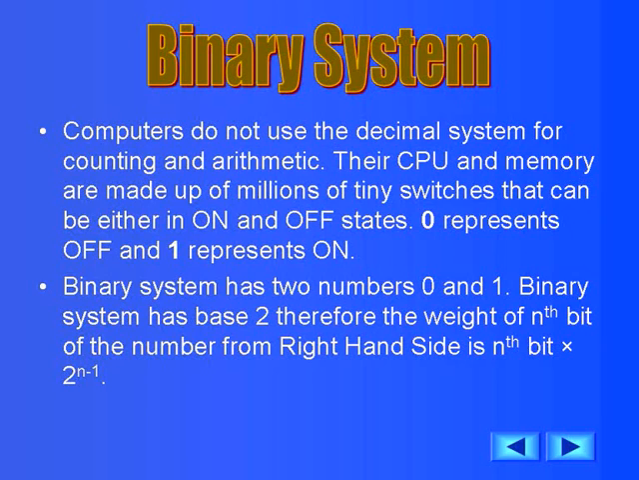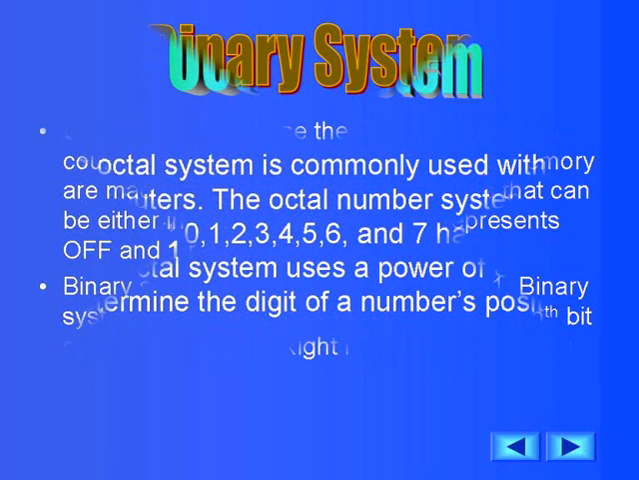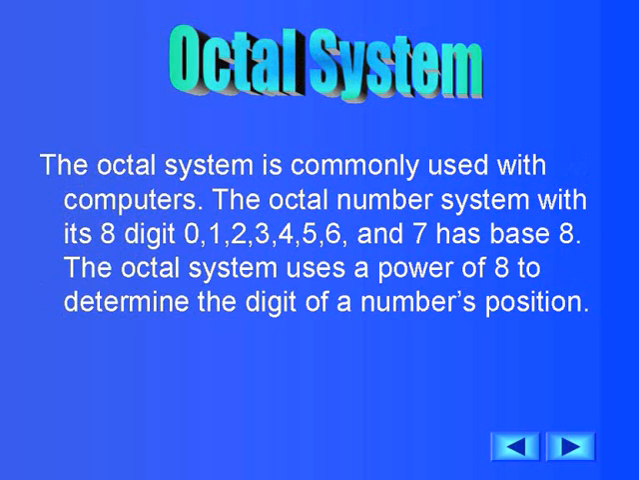Binary system has two numbers, 0 and 1. Binary system has base 2. Therefore, the weight of the nth bit of the number from the right-hand side is the nth bit into 2 to the power n minus 1.